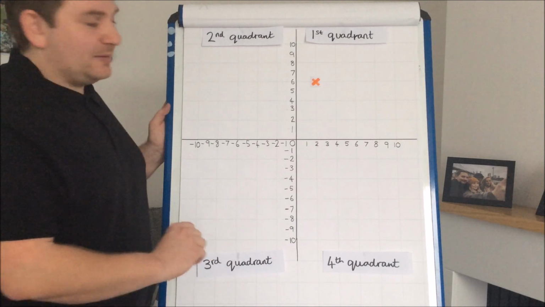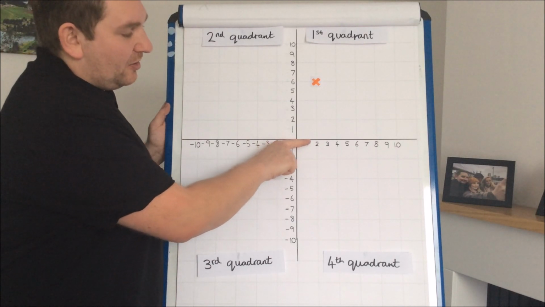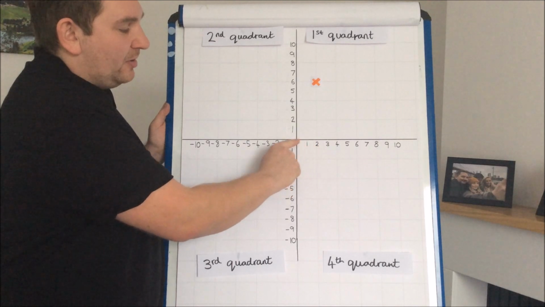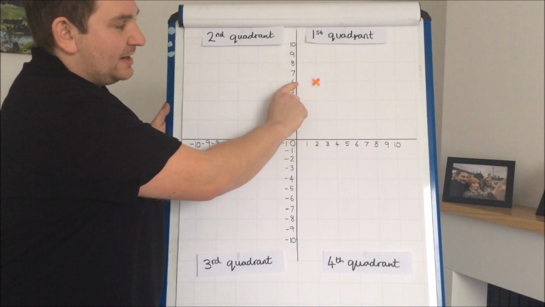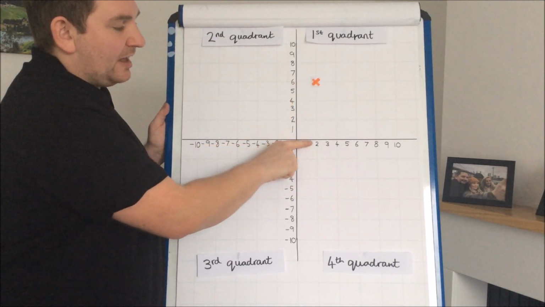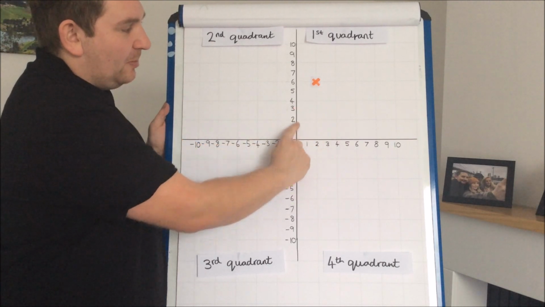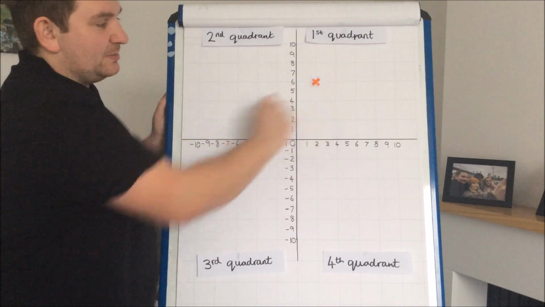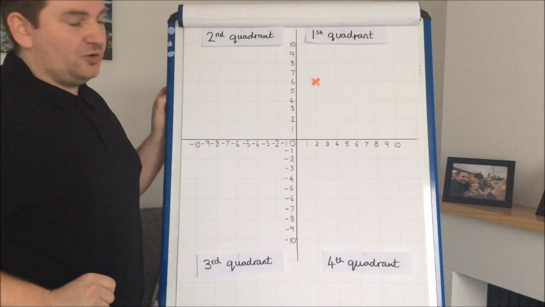Okay, so hopefully you'll be able to tell that we go along the corridor and we get to 2. Then when we go up the stairs, we get to 6. So along that x-axis, 2. Up that y-axis, 6. Which means that the coordinates for this point is 2, 6.